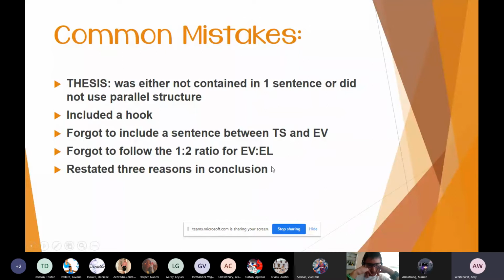All right, so we're going to go ahead and talk a little bit more about parallel structure. Is everyone ready to move on from this slide? Or does anybody else need a little bit more time? Does anybody need a little bit more time?